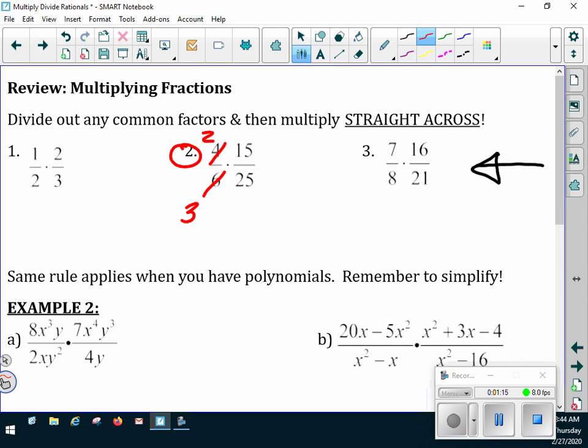What about 15/25? Is there a common factor between those two numbers? What is it? 5. So 15 divided by 5, 25 divided by 5. And so now we've got 2/3 times 3/5, and we've got a 3. That's a common factor. 3 divided by 3 is 1. 3 divided by 3 is 1. So we have 2/5.